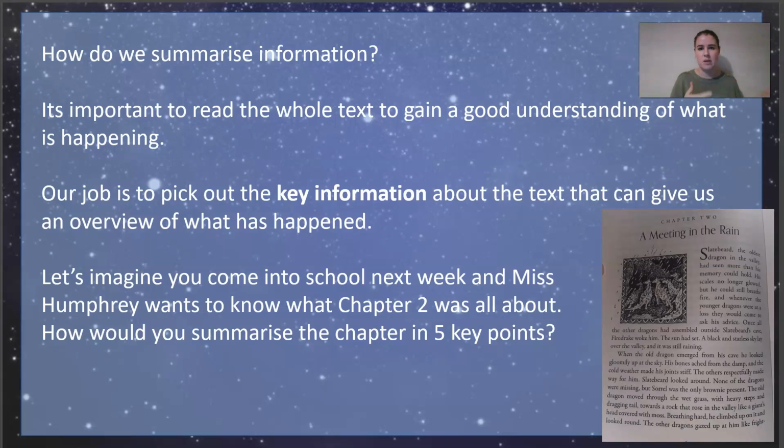So let's consider this example and then we'll explore it a little bit further. Let's imagine you come into school next week. Unfortunately, I won't see all of you, but imagine that we all got to come into school next week. And I want to know what chapter 2 was all about. How would you summarise the chapter in 5 key points? So you would need to think, well, I'm going to read the whole of chapter 2. I've now got to summarise for Miss Humphrey what happened at the start, what happened in the middle, and what happened in the end. But you might have a timer of just 2 minutes, or you might only be able to write it down in 5 key points. So then you suddenly have to think, well, I need to make sure I tell her exactly what it is that she needs to know. So this is why it's important to work out what's key information and what's just the additional information that we might not need to know.